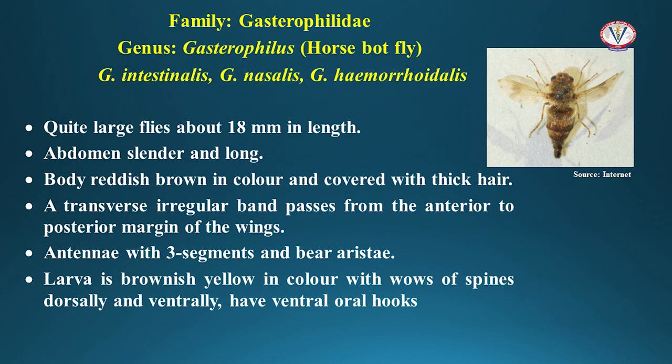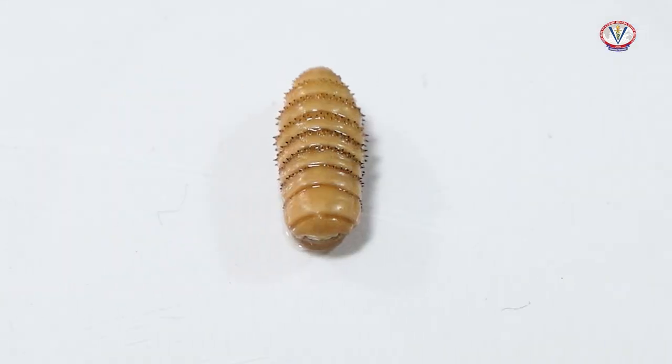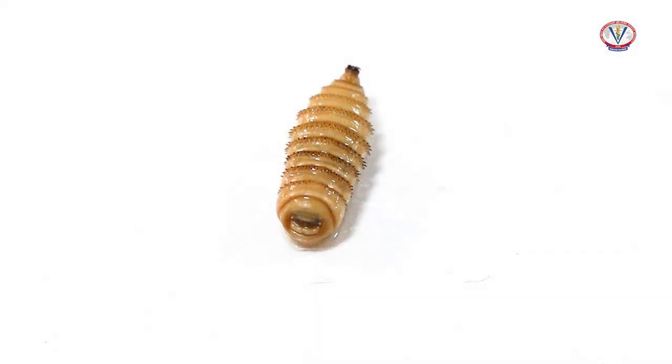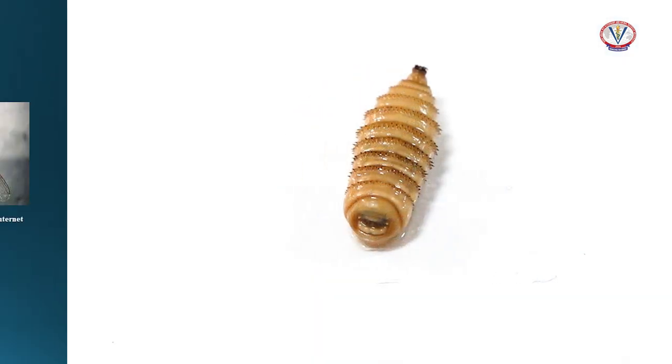A transverse irregular band passes from the anterior to posterior margin of the wings. Antenna is three-segmented and it bears arista. Larva is brownish yellow in color with rows of spines dorsally and ventrally, and also has ventral oral hooks.